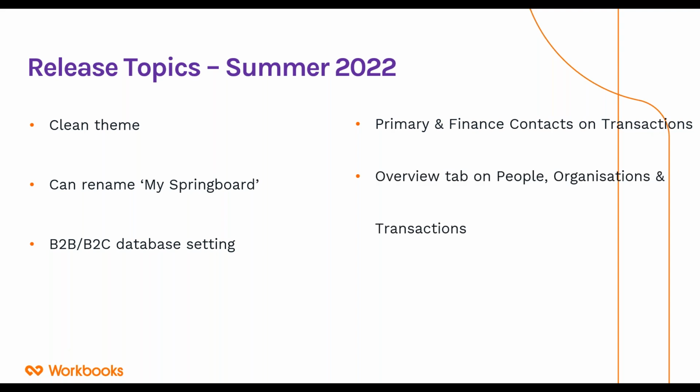The Overview tab. We've had some really good feedback about the Overview tab. We introduced it on Opportunities and Cases. It came out last October. And because of that positive feedback, we've extended it to be available on people, organisations, and also all transaction records. And you'll see that as we work through the product. You'll see we've switched it on so you can see it.